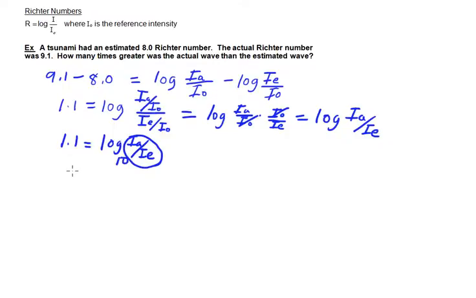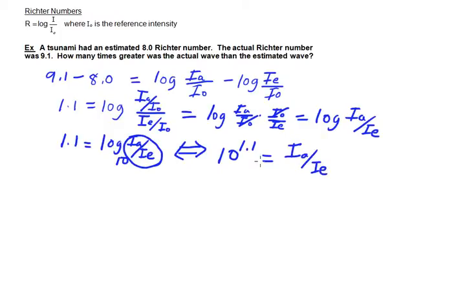And one way we can do this is to convert this log equation into an exponential equation. And remember that common log has a base of 10. So if we rewrite this, again, as an exponential equation, we can take the base, which is 10, raised to the power, which is in this case 1.1, and that's going to equal the argument, or the interior of the log, which is the ratio IA divided by IE.